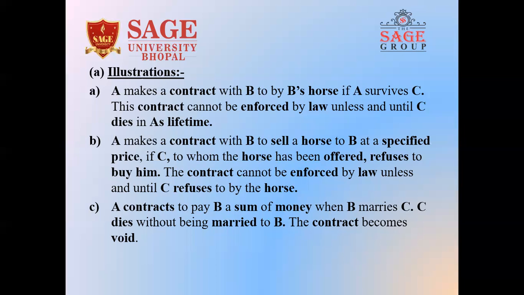Next example is: A contracts to pay B a sum of money when B marries C. C dies without being married to B.